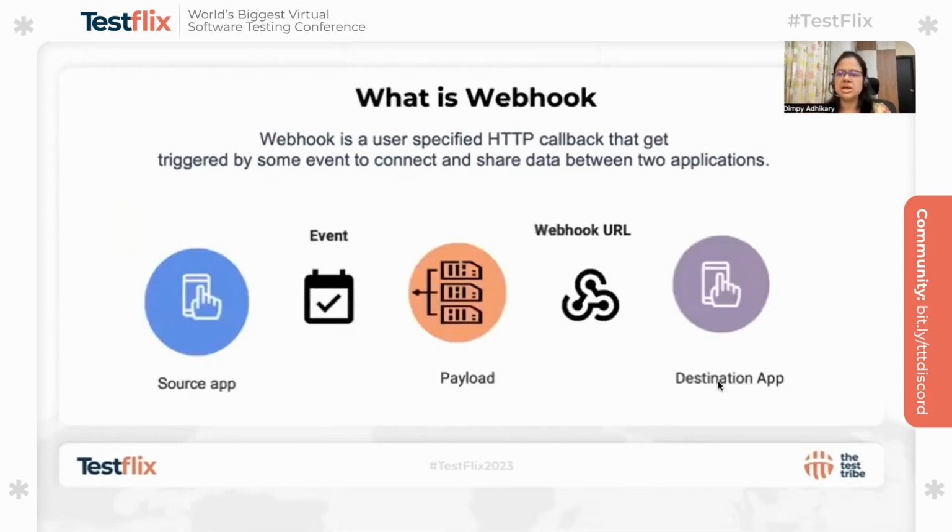If you see in this diagram, there's a source app and there's a destination app. Based on an event in the source app, it sends a payload, or you can say some data, to the destination app on a predefined webhook URL.